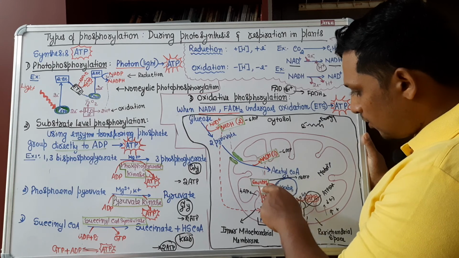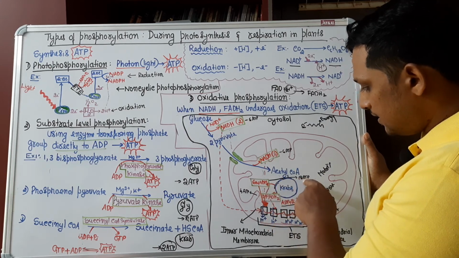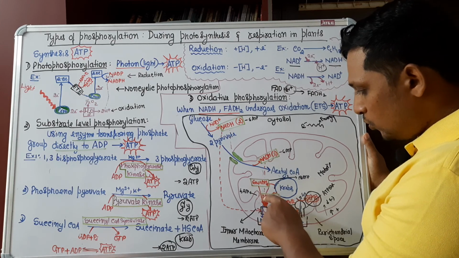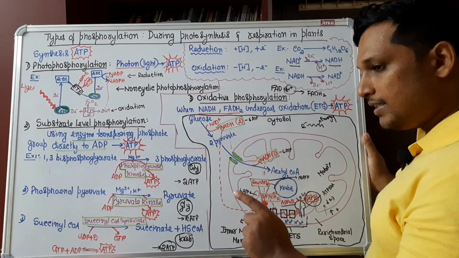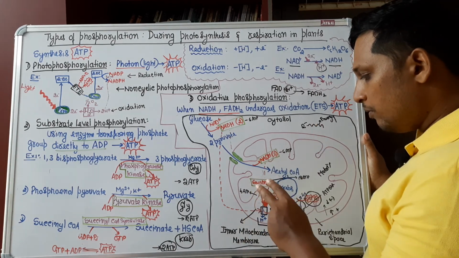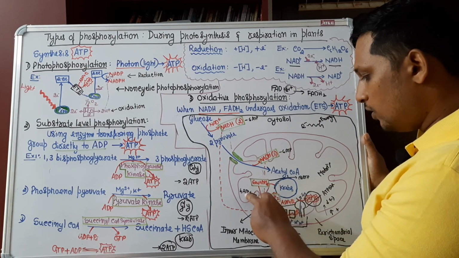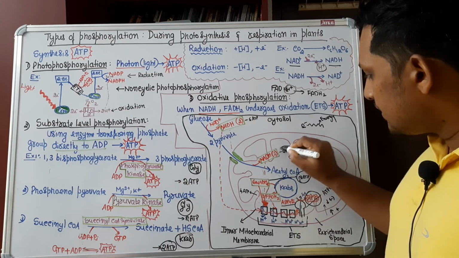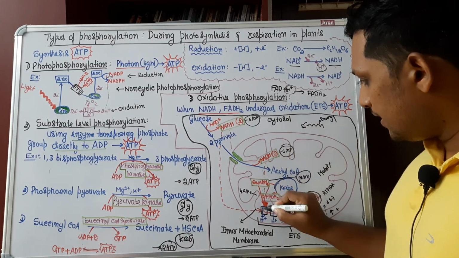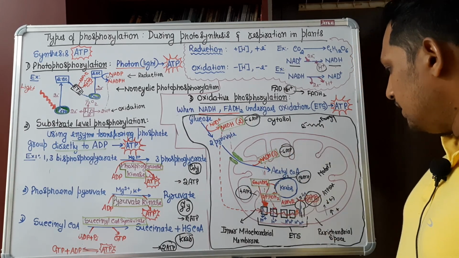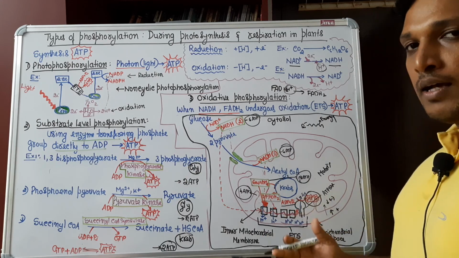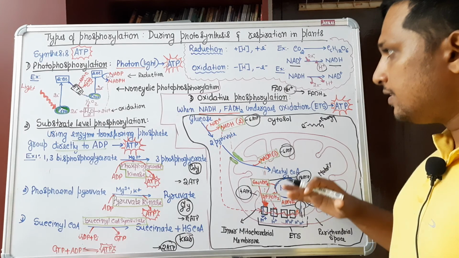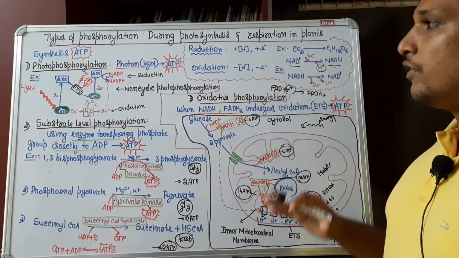Again, through the TCA cycle or Krebs cycle, 6 NADH is released, giving 18 ATP. FADH2: 1 FADH2 is equal to 2 ATP, so 2 FADH2 is equal to 4 ATP. So total 18 ATP, 6 ATP, here 6 ATP, and 4 ATPs are released through both glycolysis as well as the Krebs cycle. This is about the 3 kinds of phosphorylation.